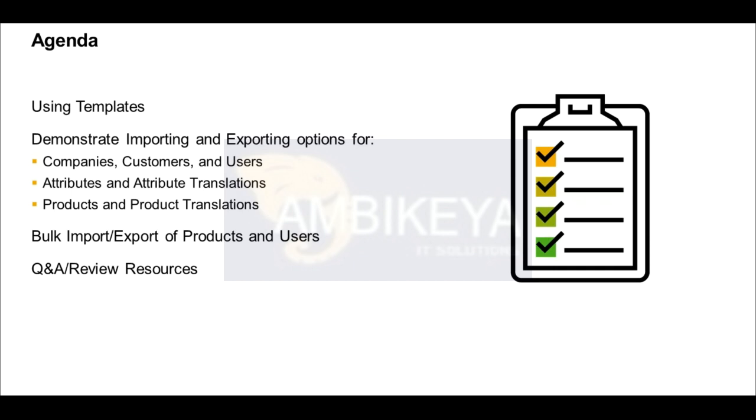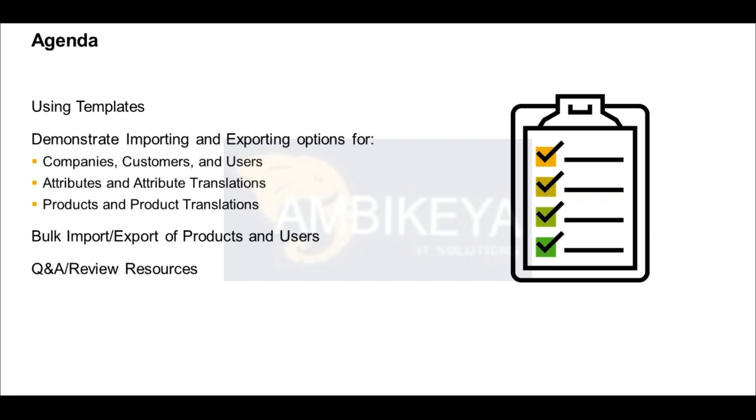I'm going to go through a couple of different types of importing. So we'll talk about the templates, and I will show you how the importing and exporting options differ for three generally different types of data. User data, people data, right? Companies, customers, and users, attributes, and products. And you'll also notice on those three bullets that we talk about attribute translations and product translations, which I'm actually going to do together. It's a really nice feature if you need to localize your catalog.